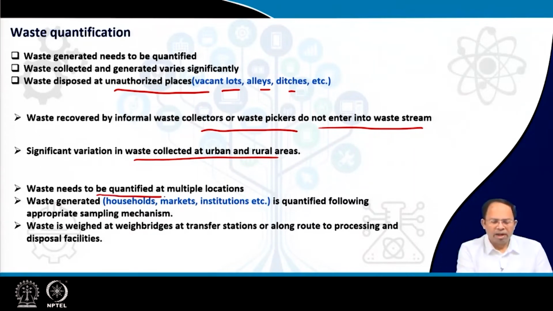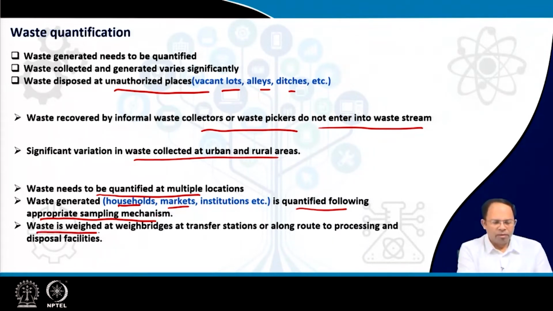Next, waste needs to be quantified at multiple locations. It's not only quantifying the entire waste that is generated or collected in urban areas, but also quantifying what kind of waste is generated at different locations of the city, because this may vary from location to location. For example, areas with a lot of residences will generate a certain type and quantity of waste, whereas a market area or a commercial area will generate another kind of waste, right? So, waste generated is quantified for each of these areas or generators following an appropriate sampling mechanism. That means we need a sampling approach to determine whom we should survey, for whose waste we should measure, and in what way. So, that sampling mechanism has to be followed.